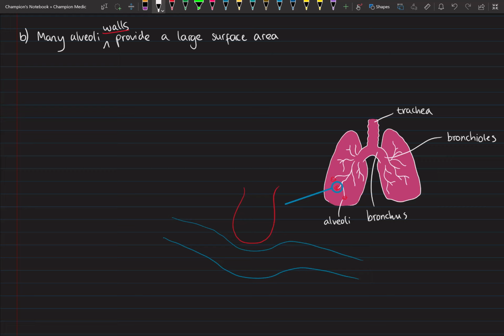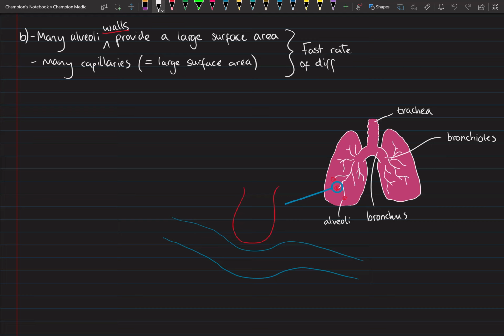Surrounding the walls, we have capillaries. Those capillaries are also going to provide you a large surface area because they're thin and they're 1 cell thick, and they stretch out quite a lot. So that's going to give you a larger surface area. Because of these two factors together, you're going to have a faster rate of diffusion. It's important that you mention that it's a faster rate of diffusion.